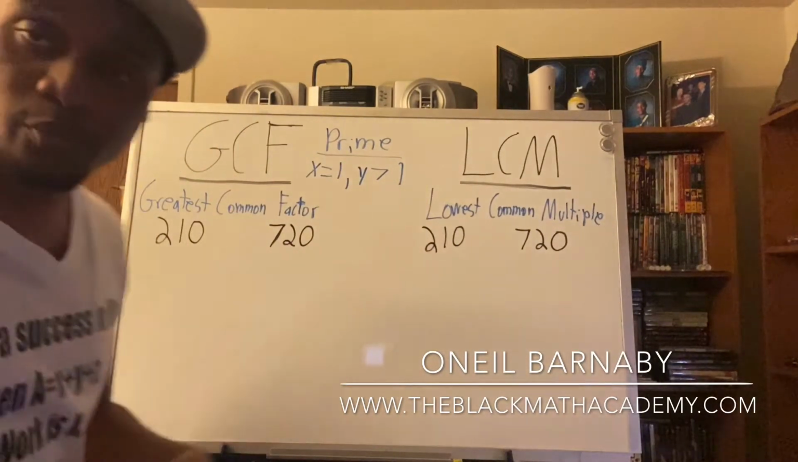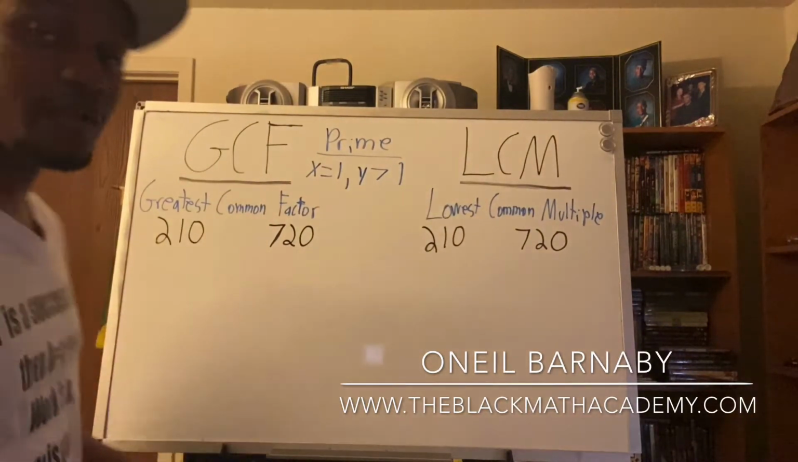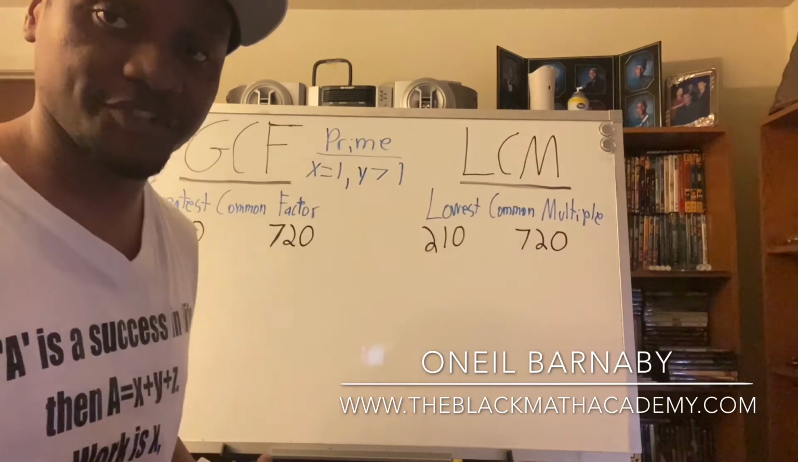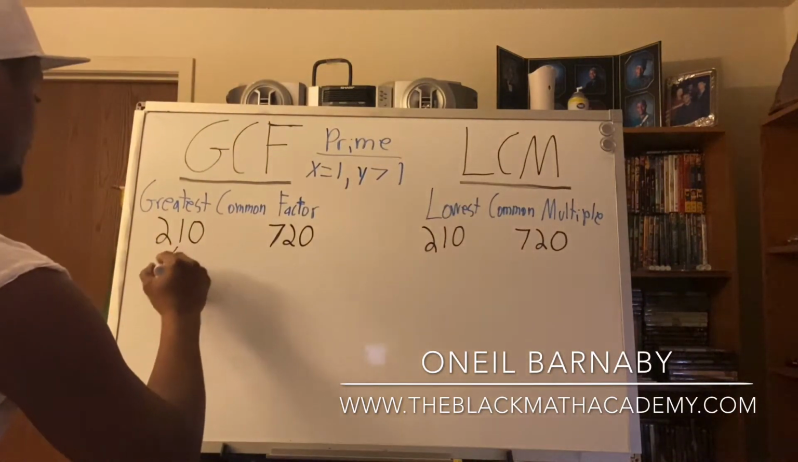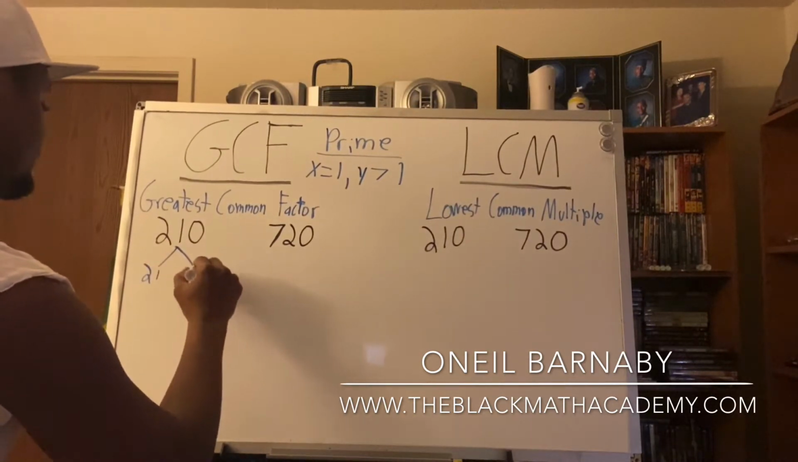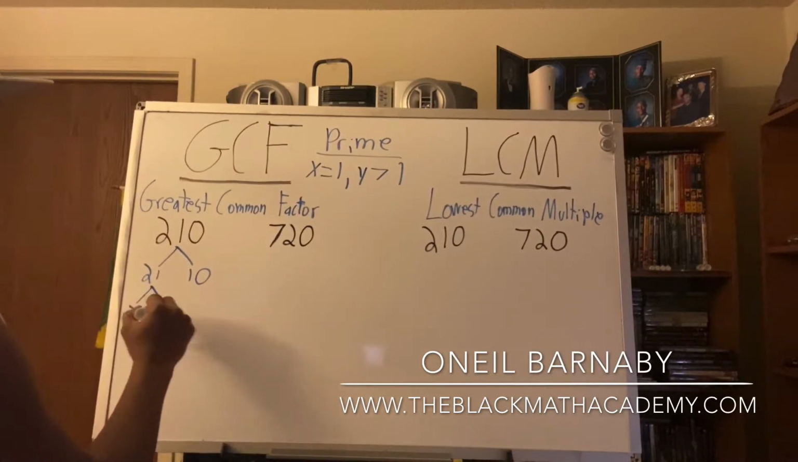All right. So we're going to use the factor tree to split these two numbers, 210 and 720, into its prime factors, and we're going to use those to figure out what the GCF and LCM are. So 210, that value gets split into 21 and 10. 21 gets split into 7 and 3.